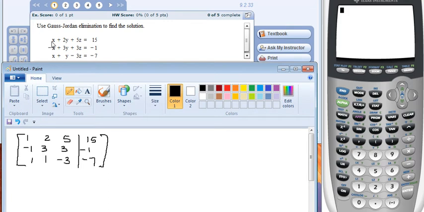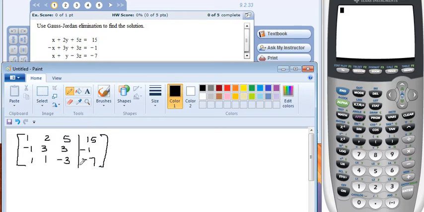So what I've done is my coefficients here are 1, 2, 5, and 15. Okay, 1, 2, 5, and 15. So again, we're going to stack. I've got my x's, y's, and z's stacked. I've got my equal signs stacked, and I've got just my constants over to the right side. All right, and then I've got -1, 3, 3, -1. That's the second row. And then I've got 1, 1, -3, -7.